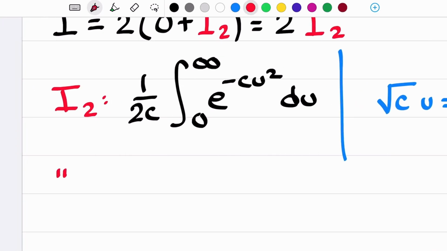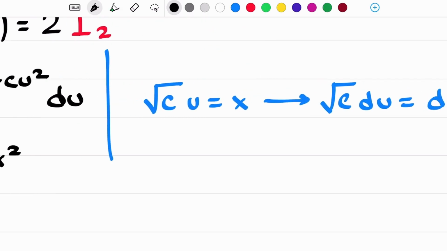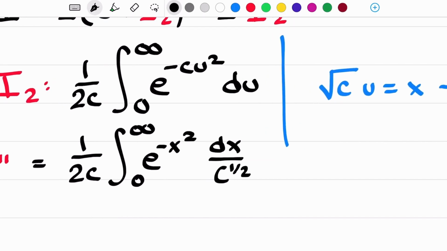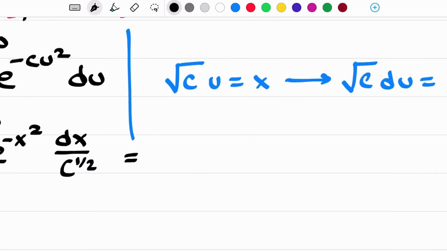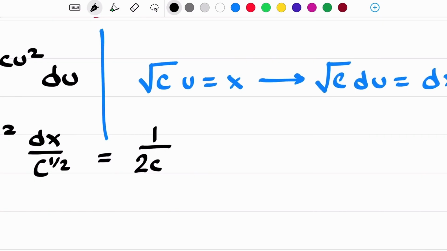So when I come down to rewrite this, our bounds are going to be the exact same. E to the negative x squared du goes to dx over root c, which I'm going to write as c to the 1/2. And that's our new integral. It's a lot nicer, and I'm going to draw an equal sign over here because we can simplify this a bit further. I'm going to bring the c to the 1/2 out front. This is c to the first. This is c to the 1/2. 1 plus 1/2 is 3/2.